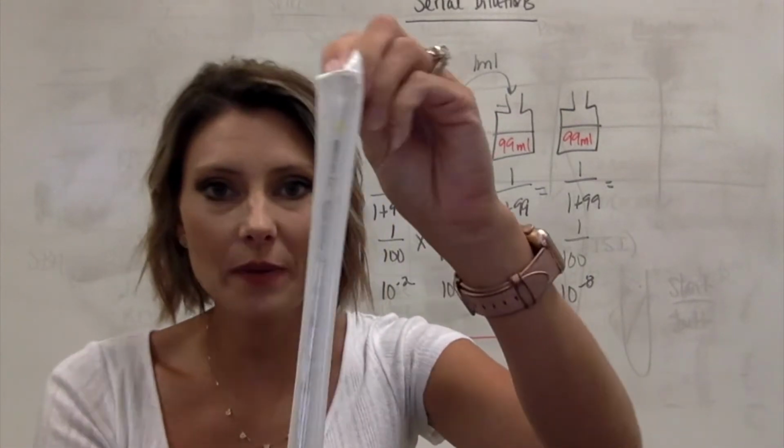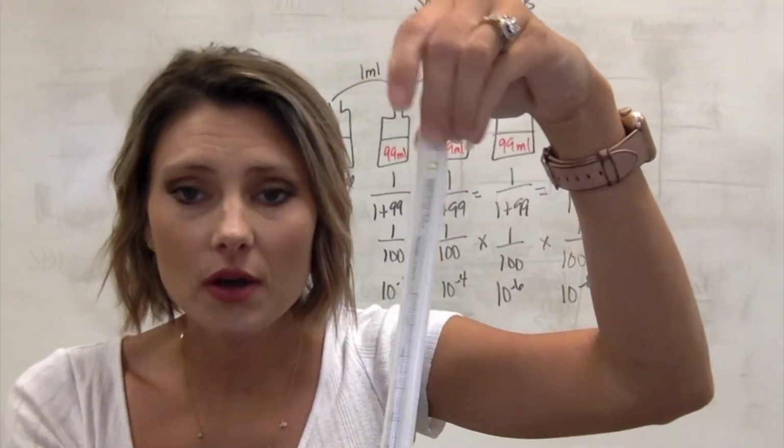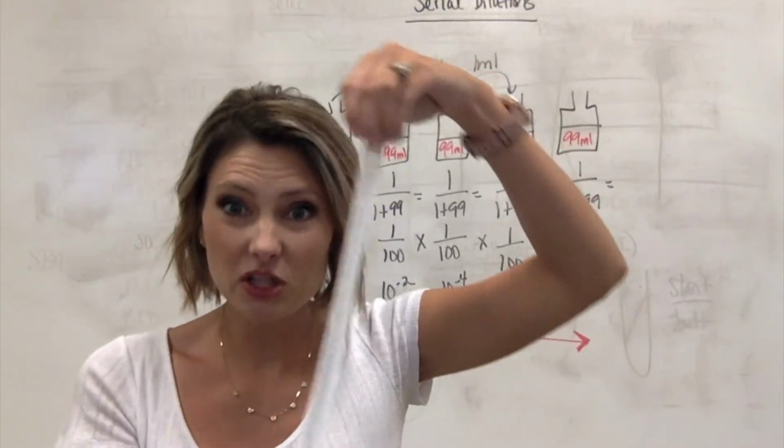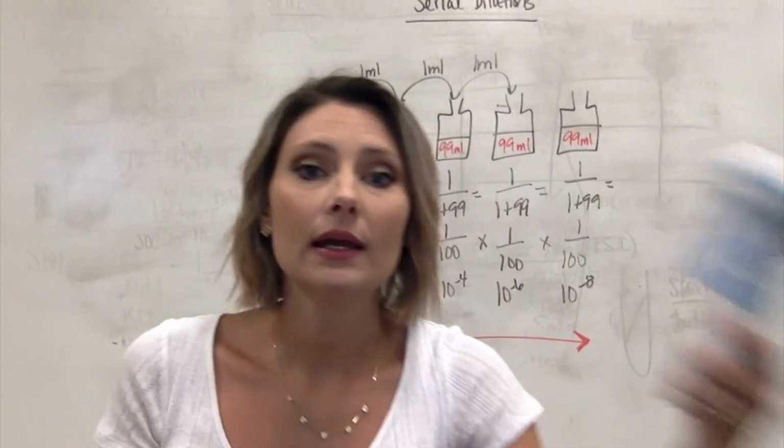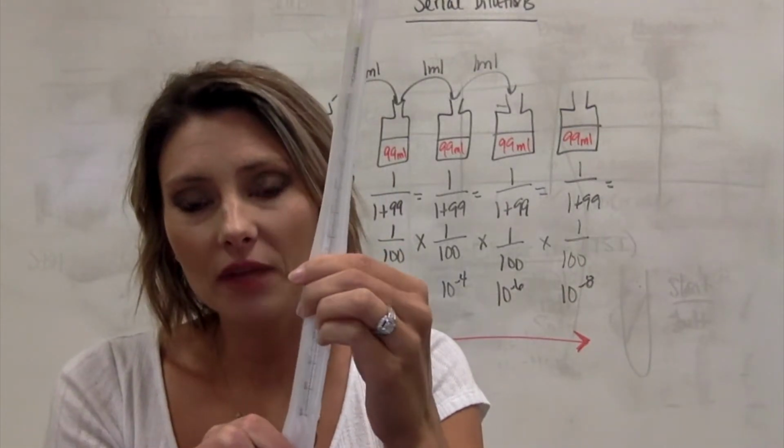And there's two parts to the pipette. There's the top part that has cotton at the top. So that helps prevent contamination because we don't want to suck up E. coli into our pipetter. And then there's the bottom, and that's where the liquid comes out.